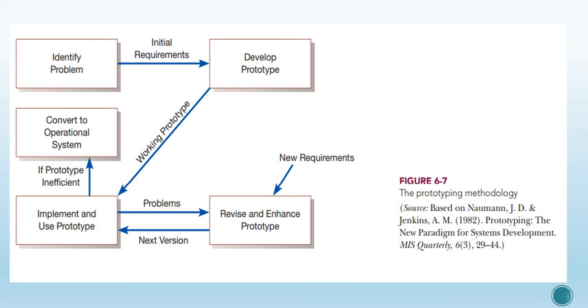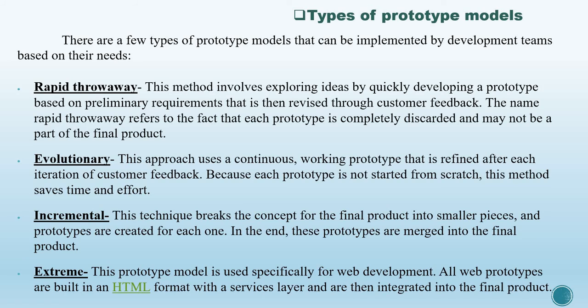So you can study this illustration, and you will also find this in the textbook recommended to you as a core reading, that is Modern Systems Analysis and Design by Jeffrey Hoffer. You can read that book along with this video and also the PDF material provided to you in Google Classroom. You can study them and clarify your doubts if you have any. Now let us see the types of prototype models.